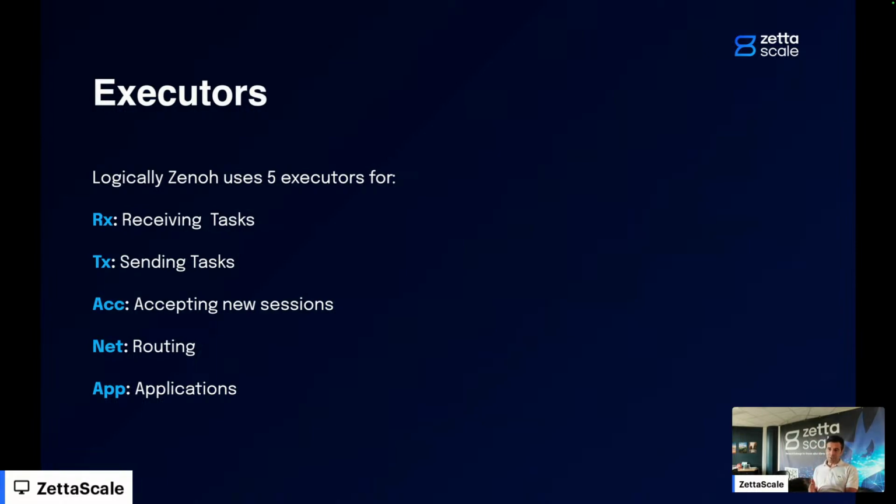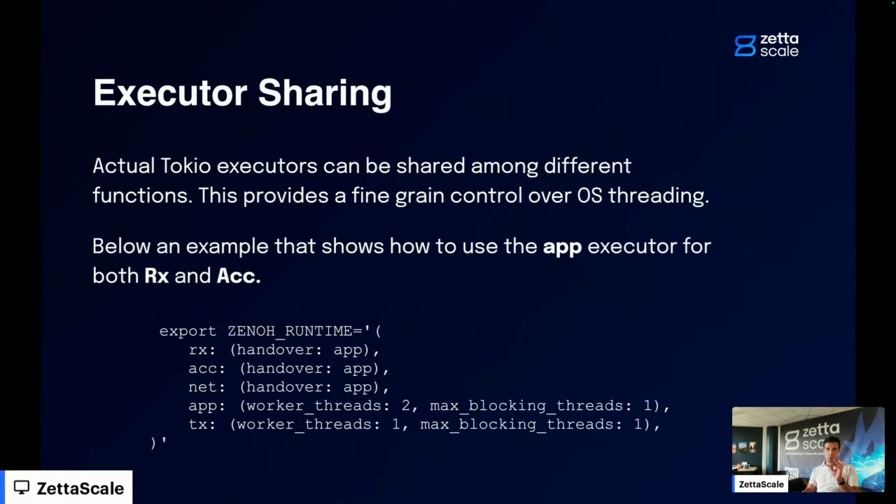Then we have another executor that is dedicated to routing activity, and then yet another executor for application tasks. And again, here we are talking about Tokio executors. Now, do you really need 5 physical executors? Well, the answer is no.